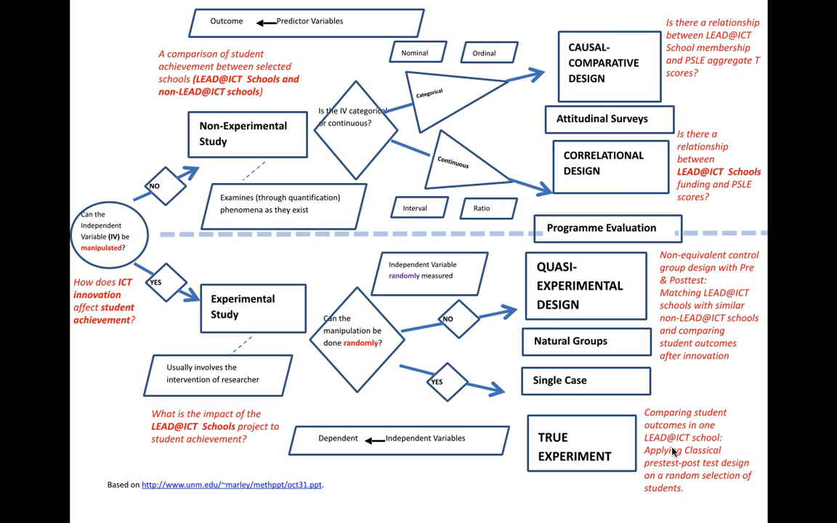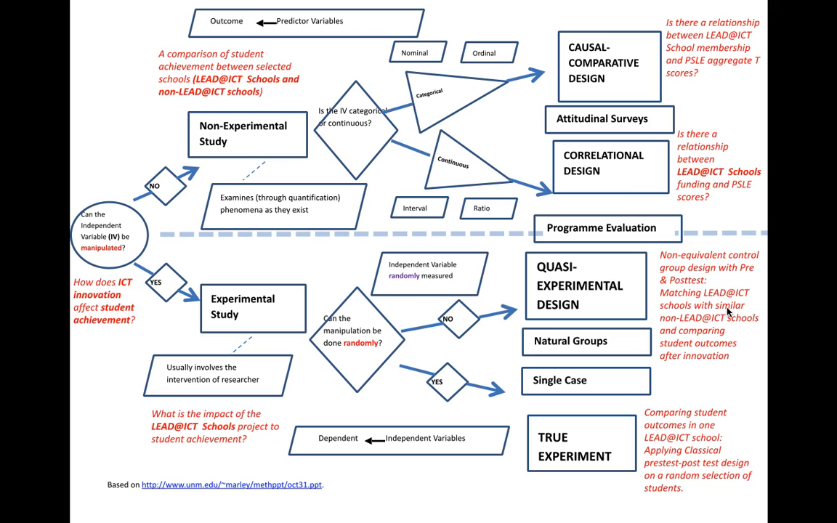The intervention is applied to only one group, which was randomly chosen. And then after that, I do a post test and compare the results of the randomly selected group that was exposed to the intervention, the ICT innovation, to another group that was not exposed to the ICT innovation. And then I compare the post test results. This is a true experiment.